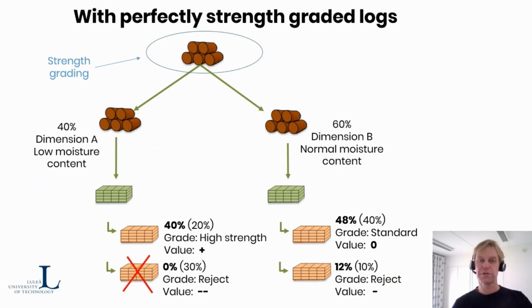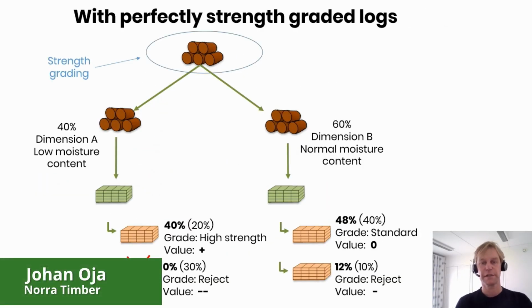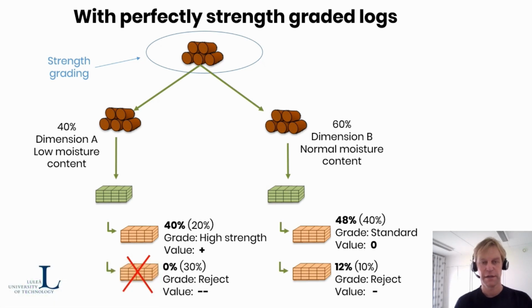But if we are able to perfectly choose the high strength logs, we can find these logs, which are 40% of the total amount of logs. We strength grade those logs and are able to cut dimension A. And then we will produce only high strength value from these. So we get 40% instead of 20% of the total material as high strength, high value material.